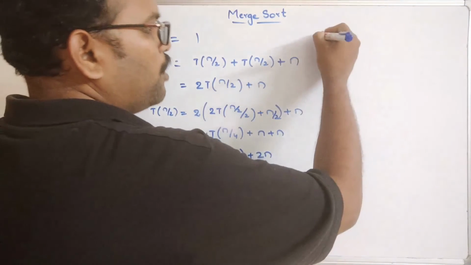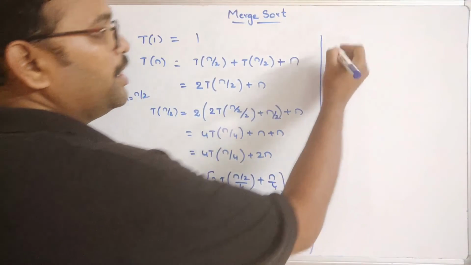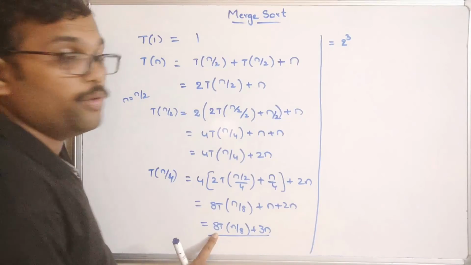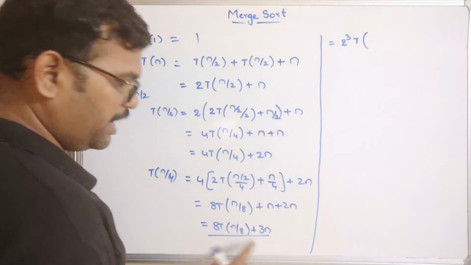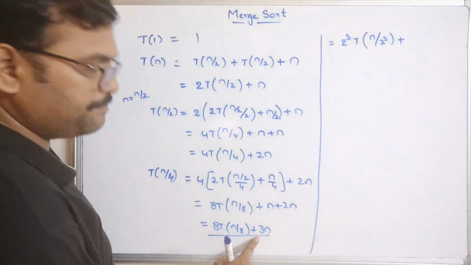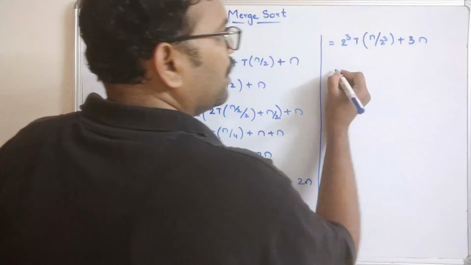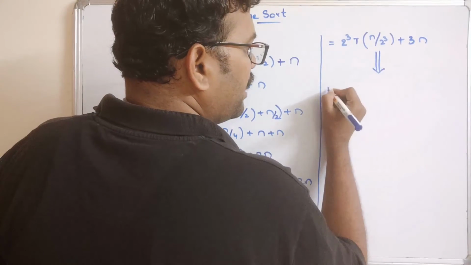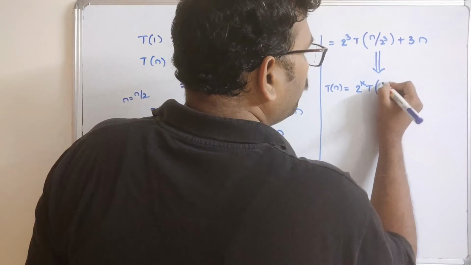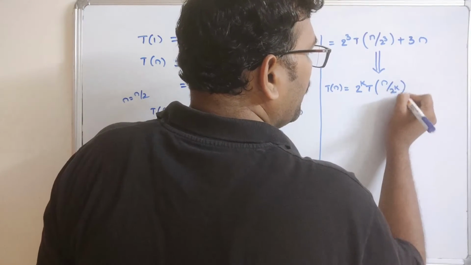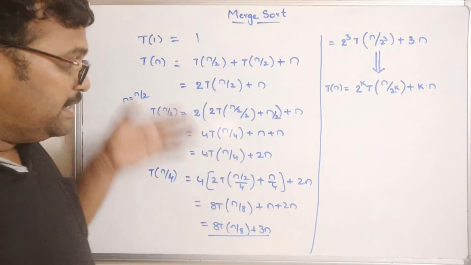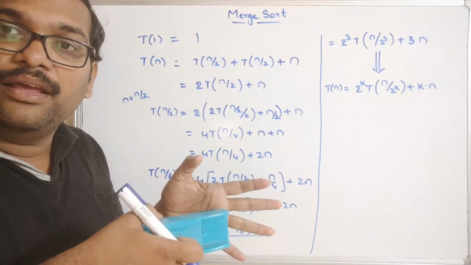So this keeps on moving, right? This keeps on going. So that can be written as 2 cube. 8 can be written as 2 cube T of n by 2 cube plus 3n. So this can be written as T of n is equal to 2 power k T of n by 2 power k plus k into n. So this process will be repeated.